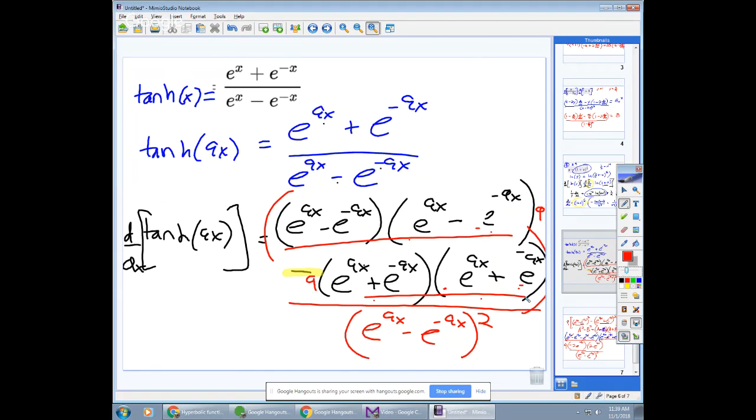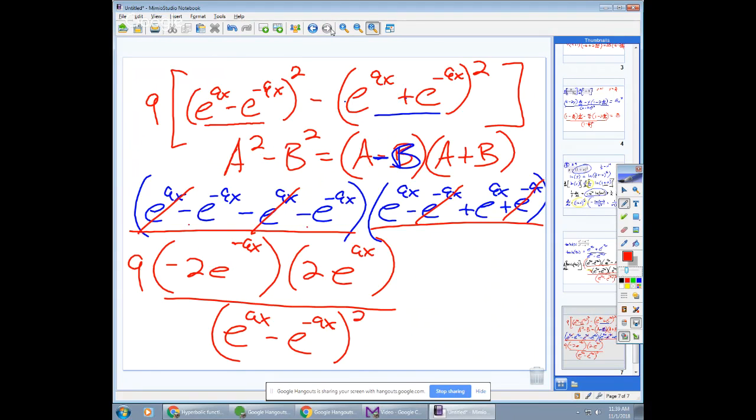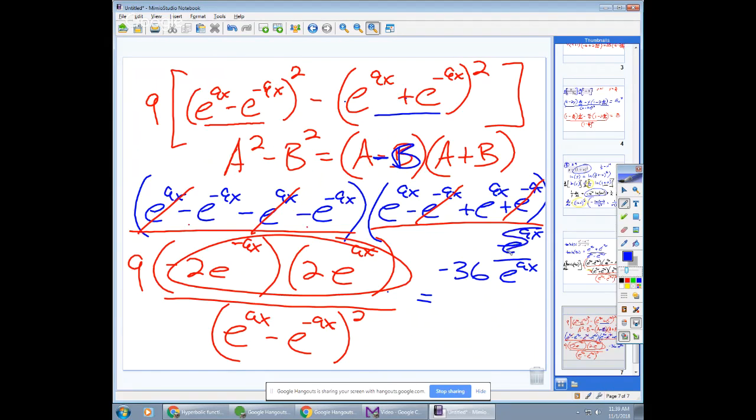All right, and we are running out of time, so what is e to the 9x times e to the negative 9x? What does a negative exponent mean? Put it in the bottom. Flip it. So that means this numerator right here is really, let's see, 2 times 9 is 18 times 2 is what, 36? So I'm going to have a negative 36 on the top, but then I'm going to have an e to the 9x over e to the 9x, which is really 1. So that sucker's gone. And then in the bottom, I have e to the 9x minus e to the negative 9x squared, which is really just 1 over the hyperbolic cosine squared.